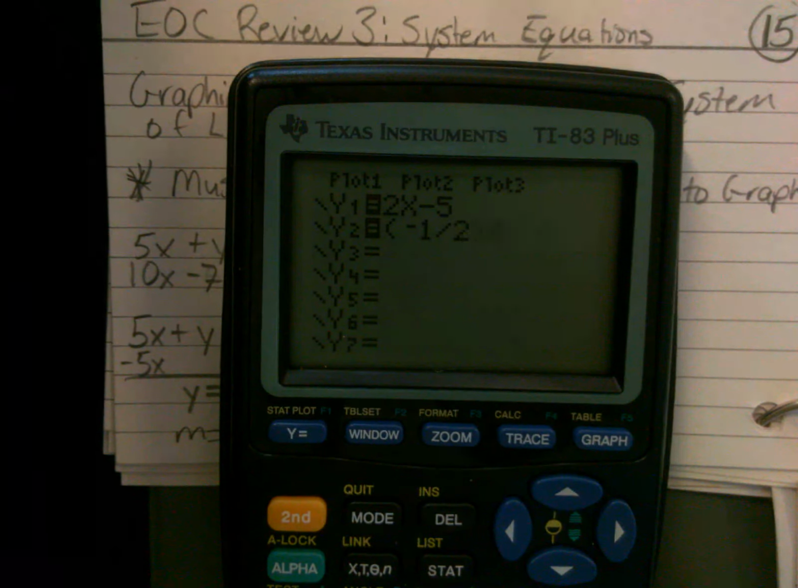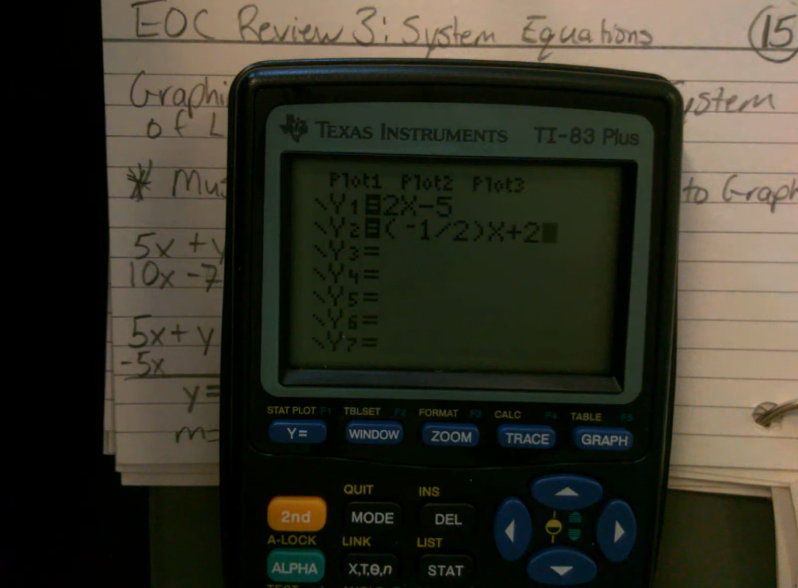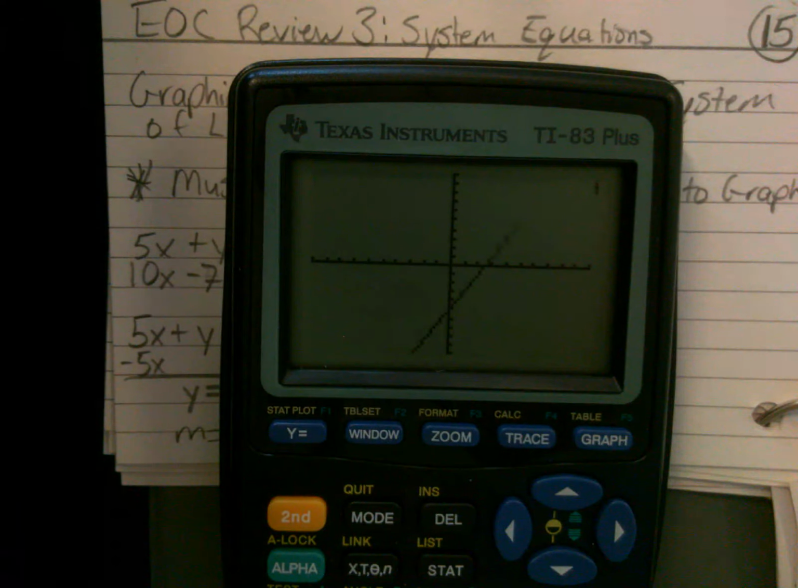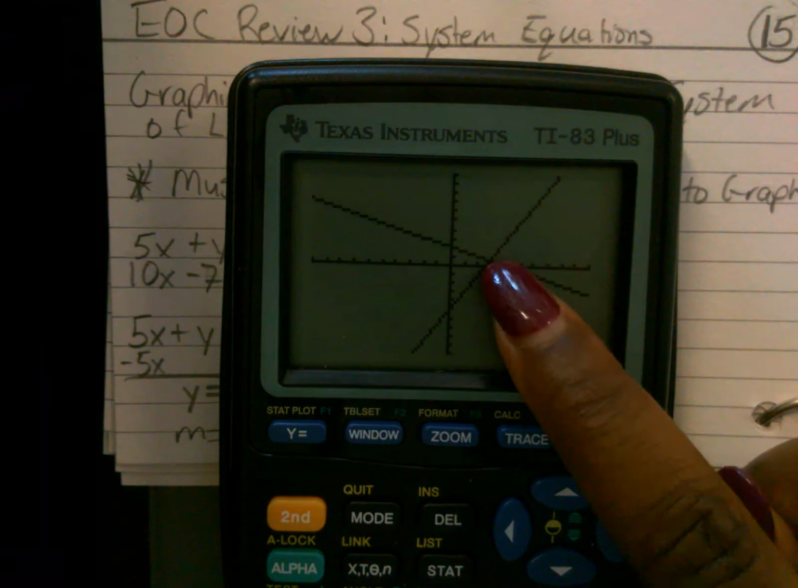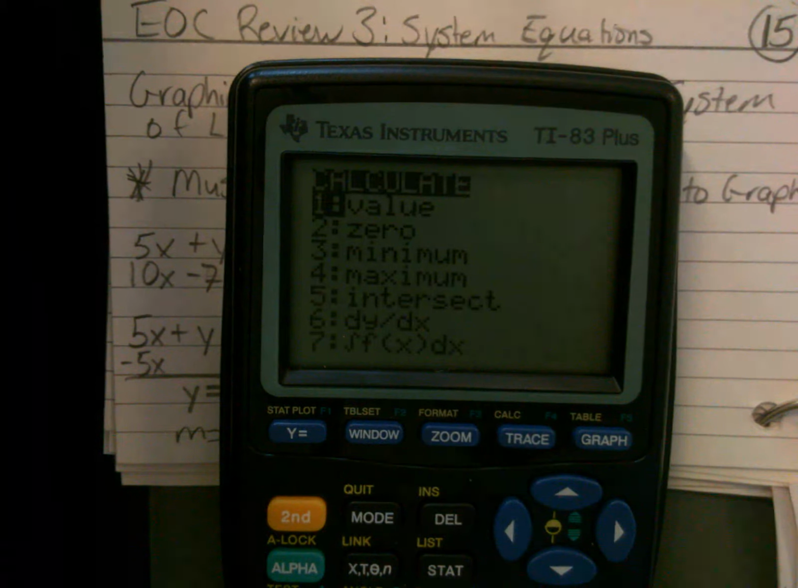1/2 x. Let's do plus 2. Let's do that one. Okay? So now, let's graph it. Anybody still typing? I can wait if you're still typing. Okay, so when you graph it, this is where they cross. So to find that point in which they cross, you press second trace, and you're looking for where it intersects.